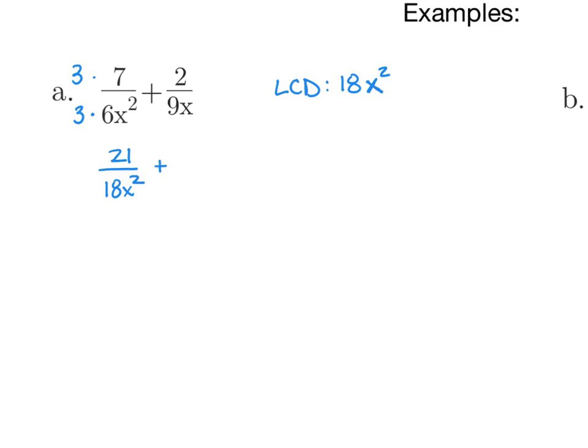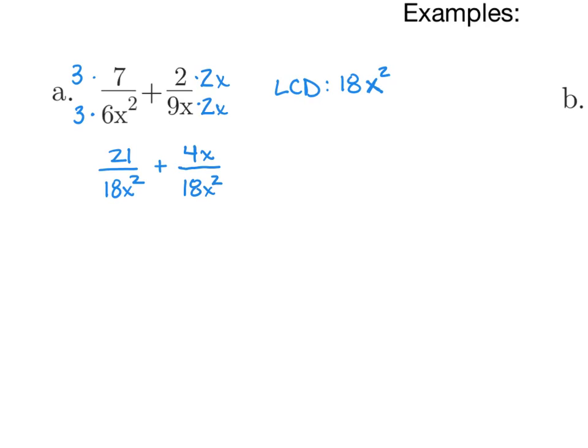All right, what about our 9x? How do we get from 9 to 18? We are going to multiply by 2. And how do I get from x to x squared? We multiply by x. And so if I multiply this, I get 4x over 18x squared.